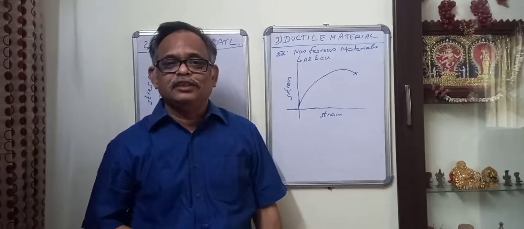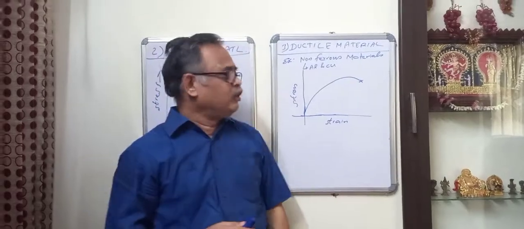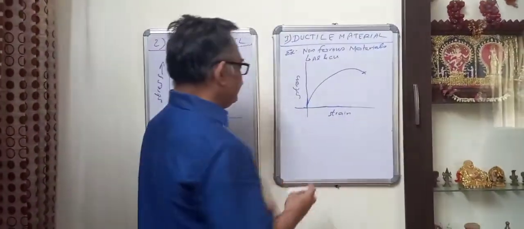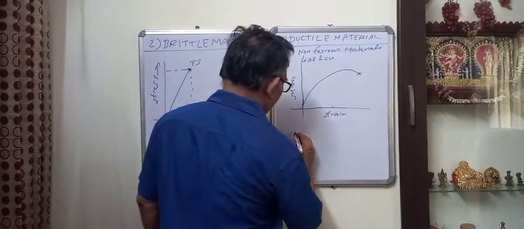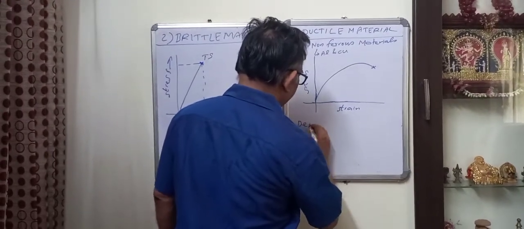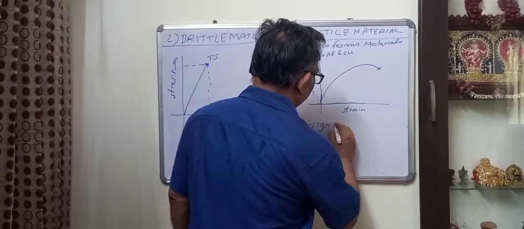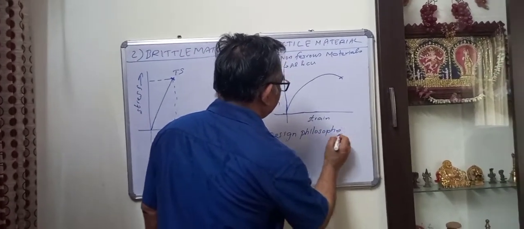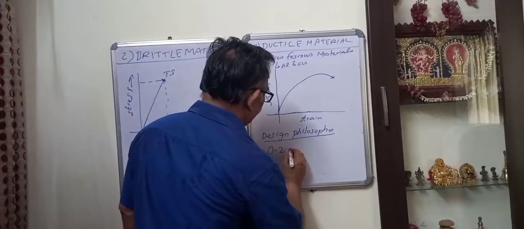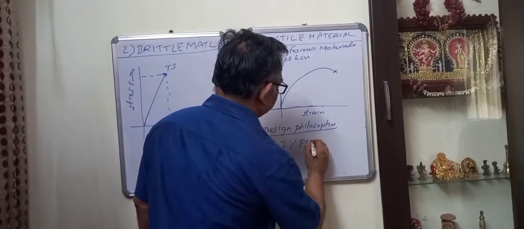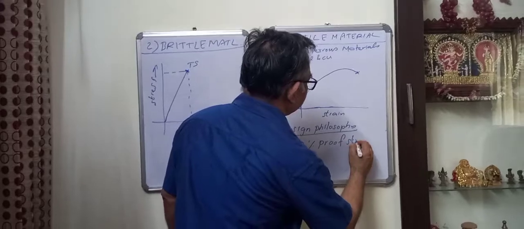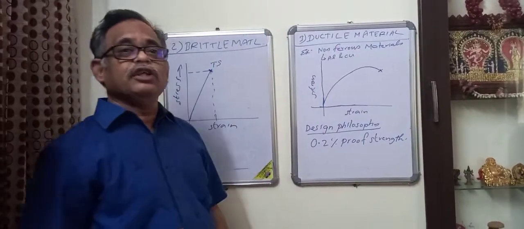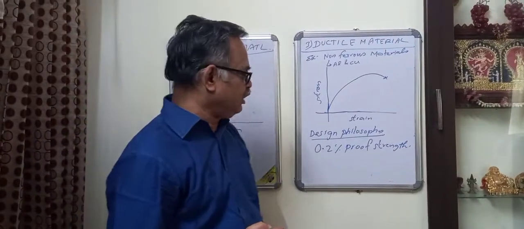When that is the case, how do you select the design allowable stress? Let us see. For this, there is a term defined, and the design philosophy is based on 0.2% proof strength. Let us see what is 0.2% proof strength.